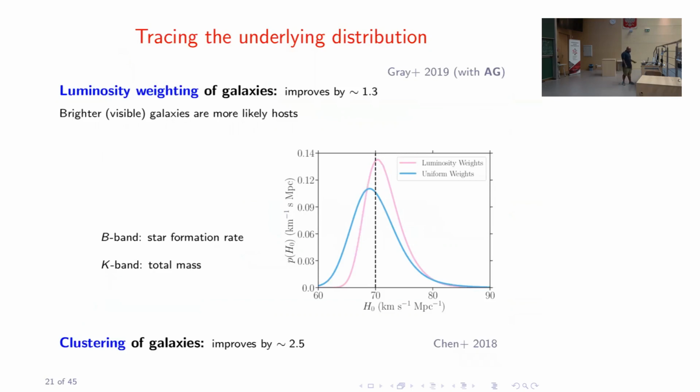What one can do is assume that the brighter galaxies are more likely hosts. One can take the brightness in a certain band, like the B band, which is a proxy of the star formation rate, or the K band, which is a proxy for the total mass. What band is best is also an assumption at the moment. One weights the galaxies according to their luminosities, assuming brighter galaxies are more likely hosts. This already improves the efficiency of the method by a factor of about 1.3.